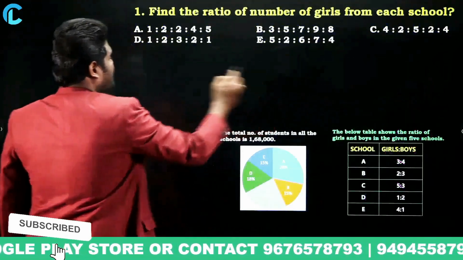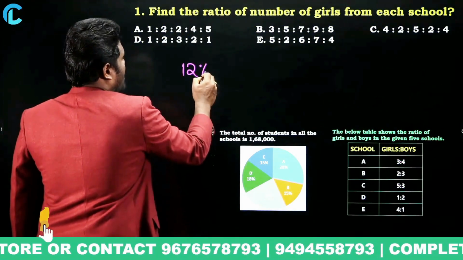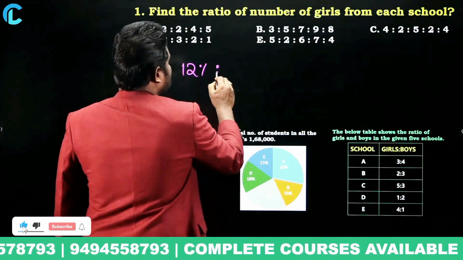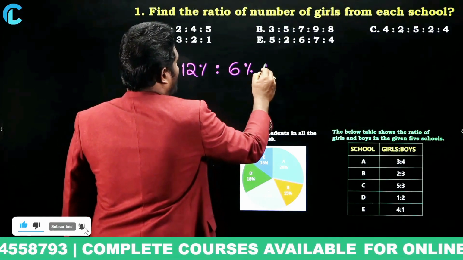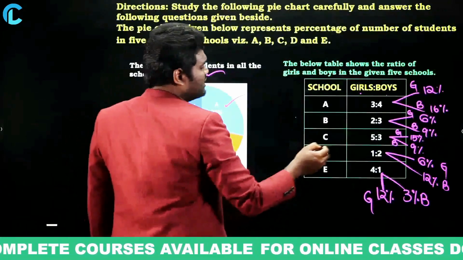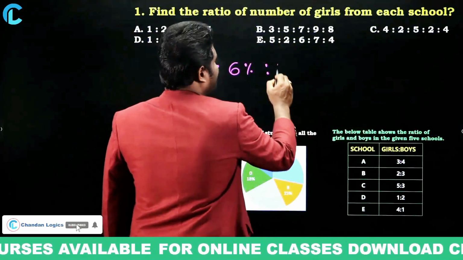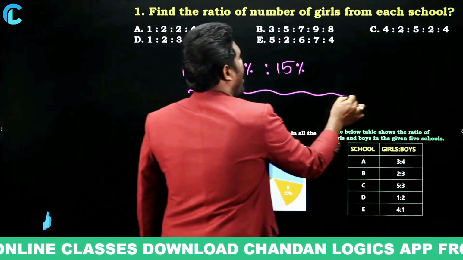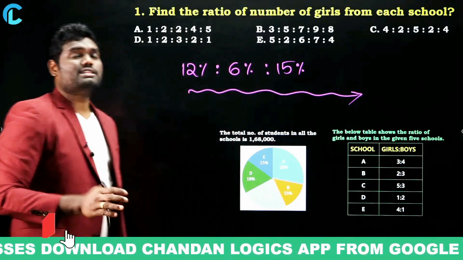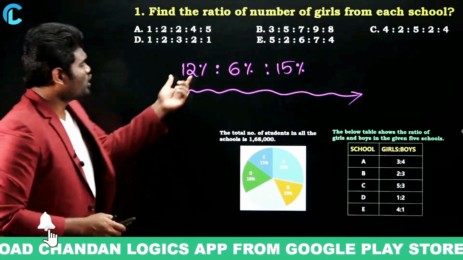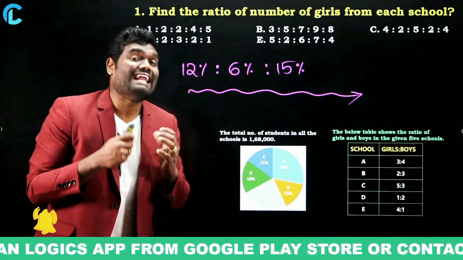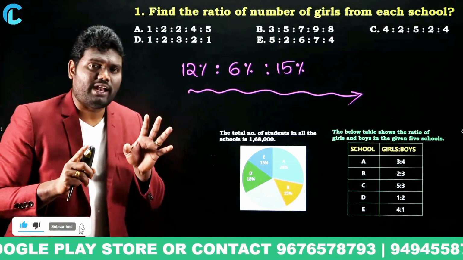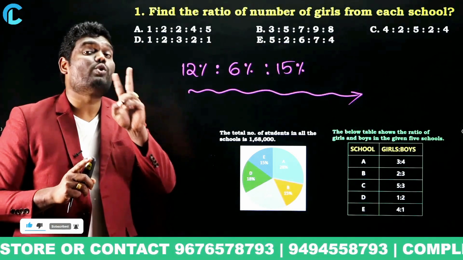First, school A, how much? Girls 12%. Yes or no? Next, in school B, girls how much? In school B, girls 6%. Next, in school C, how much? In school C, girls 15%. Actually, truly speaking, for the remaining ones you can write them, or else you can stop here. If you observe here, 12:6, if you calculate the ratio, it is going to be 2:1. Yes or no? The ratio should be 2:1, which means our answer should also have a 2:1 ratio.